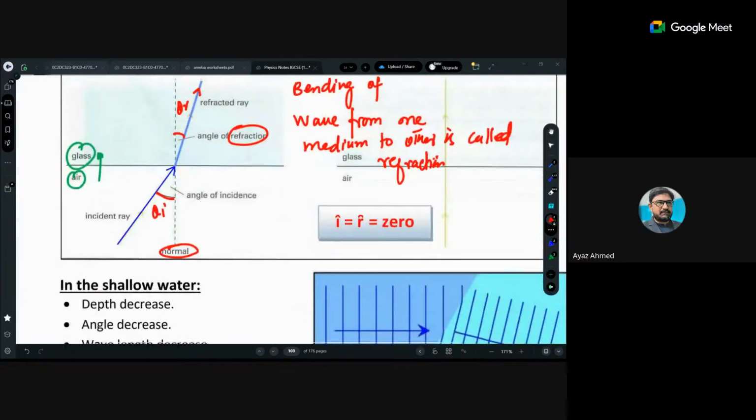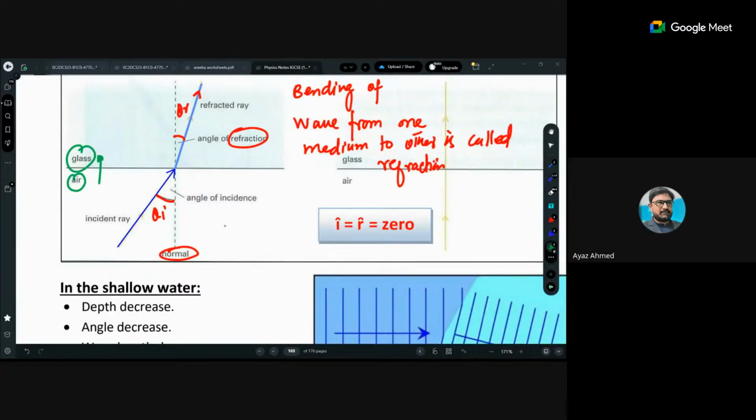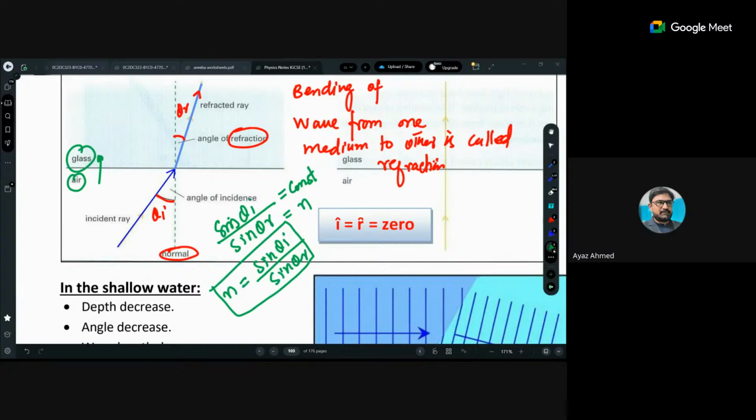You have to remember one thing, that the ratio of sine of theta i to the sine of theta r is always constant, and that constant is called n. So I can say that n is equal to sine of theta i over sine of theta r. That is your refractive index. And one more thing you have to keep in mind, that if the light is entering perpendicular to the surface, it will not bend. It will pass as it is.